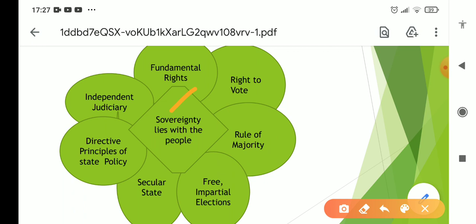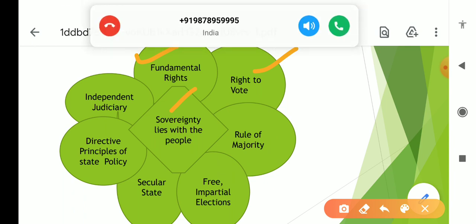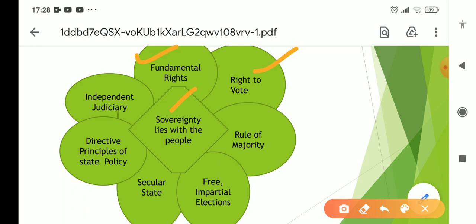Then people have a right to vote. The right to vote includes the right to fight elections also, right? Then people have fundamental rights, certain rights, that the state cannot withdraw. Then there is rule of majority, which means the party which wins forms the government.